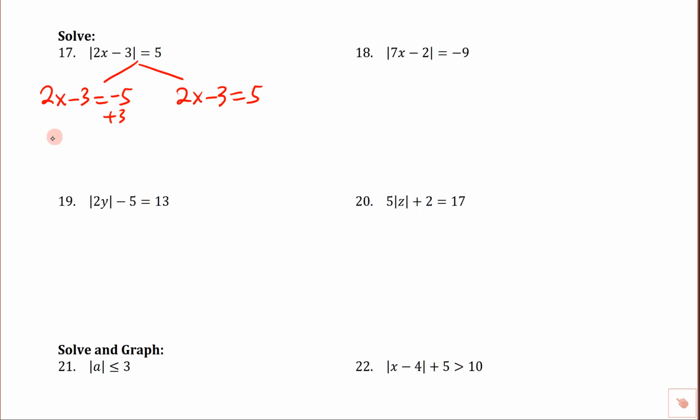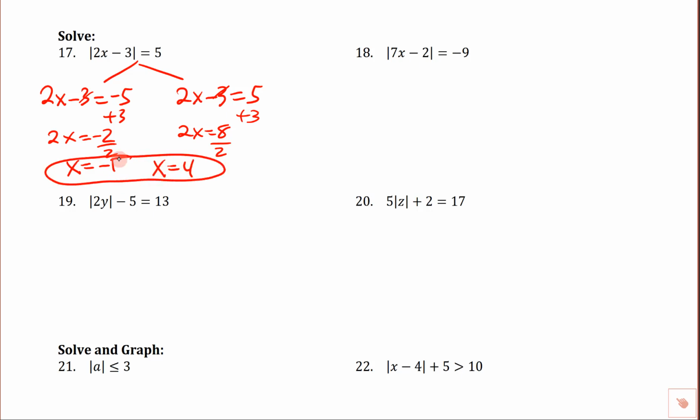So then we solve this. We're going to add 3, so we get 2x equals -2. So we get x equals -1. There's one answer. And then the other one, we're going to add 3. So we get 2x equals 8, divide by 2. I probably ought to show that. So we end up with x equals 4. So these are the two answers, -1 and +4.